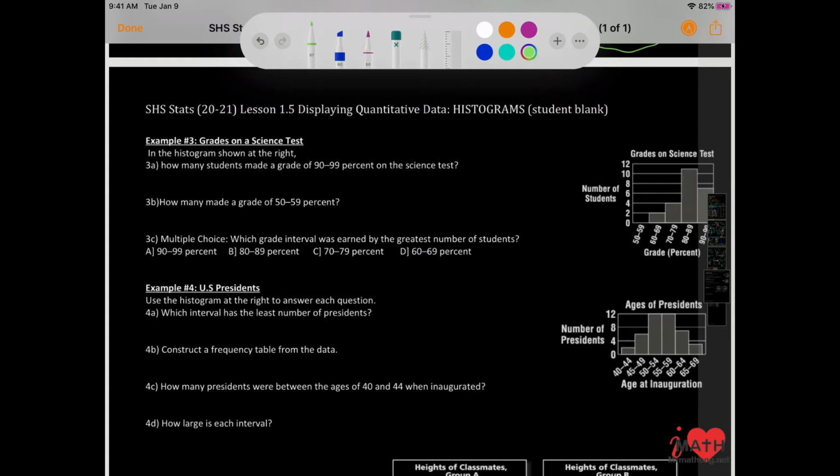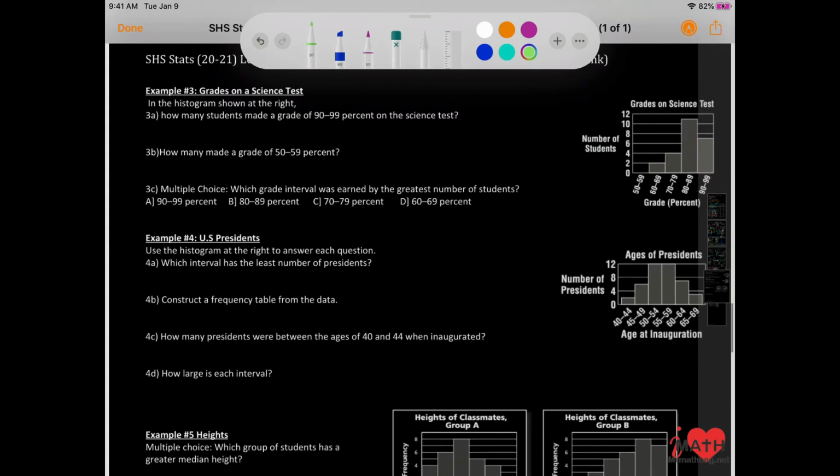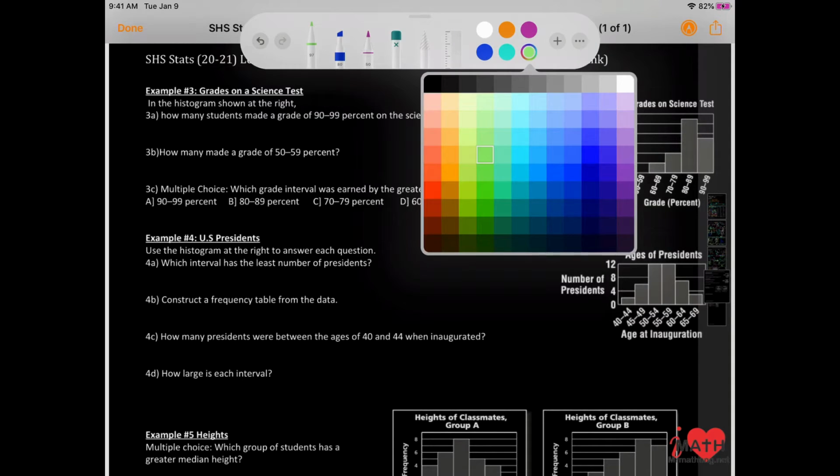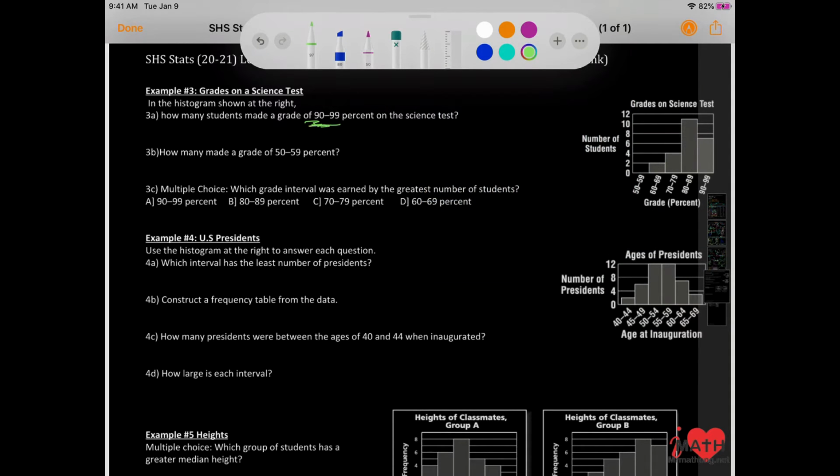All right, so you had some time to go over those questions about histograms. Let's go ahead and go over the answers with you. Example number 3, grades on a science test. In the histogram shown at the right, how many students made a grade of 90 to 99% on the science test? So what are they showing us here? They're asking for us to look at students who got a bin or a class of 90 to 99%.